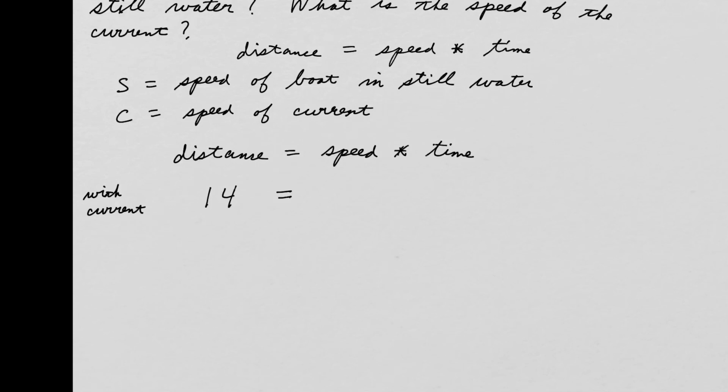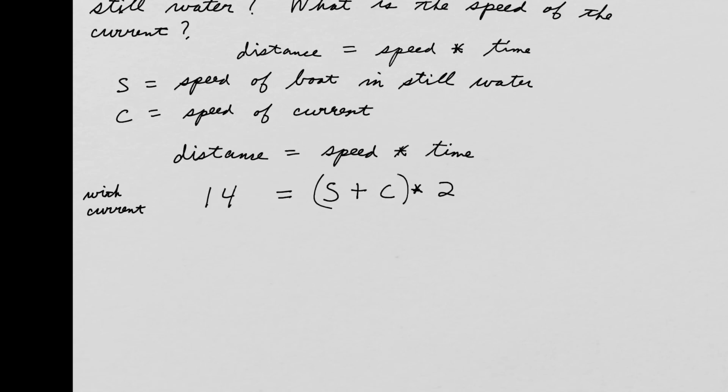So if I'm rowing with the current, my speed is actually going to be the speed that I would row with no current in still water plus the speed of the current. And I have to multiply that by the time, but what's the time in this case? Well, they said it was 2 hours. So that's my first equation. Rowing with the current, my distance is 14 miles. My speed is going to be the speed of still water plus the speed of the current because I'm rowing with it, so I'm going even faster. And I have to multiply that by 2.